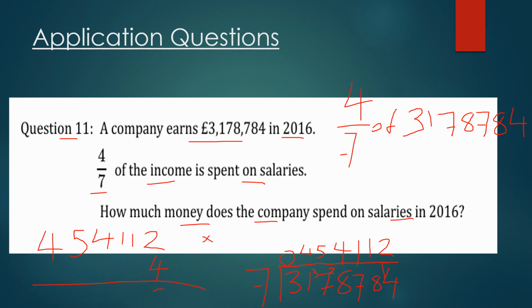4 times 2 is 8. 4 times 1 is 4. 4 times 1 is 4 again. 4 times 4 will be 16, so it'll be 6, carry the 1. 4 times 5 will be 20, plus 1 will be 21, so 1, carry the 2. 4 times 4 will be 16, plus 2 is going to be 18. So our final answer, if I'm not mistaken, will be 1,816,448 pounds.